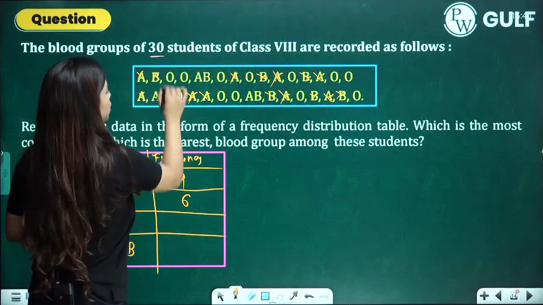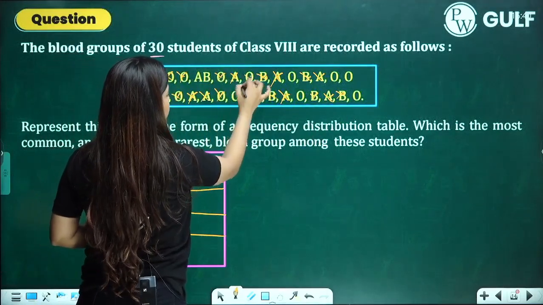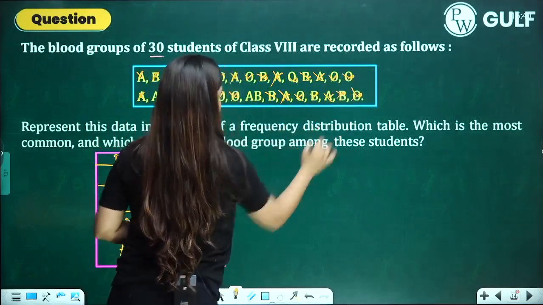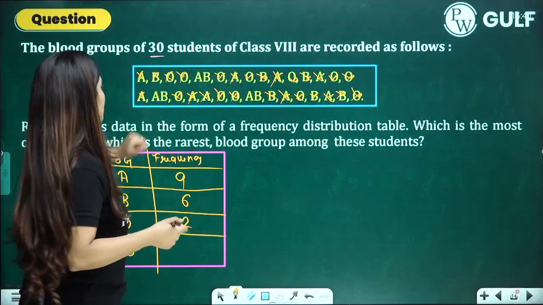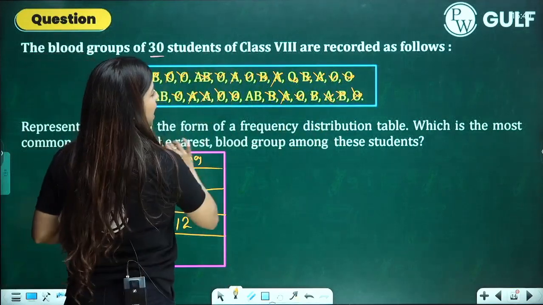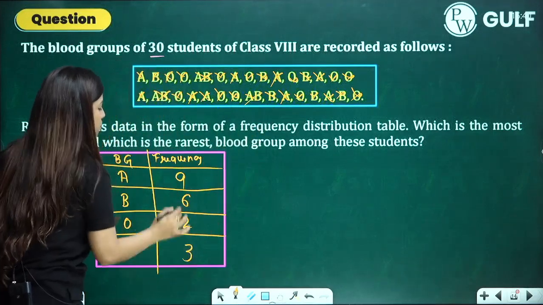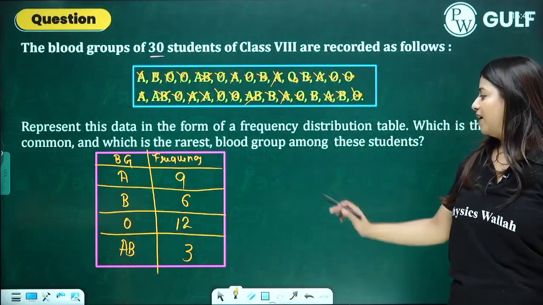Then we talk about O. So 1, 2, 3, 4, 5, 6, 7, 8, 9, 10, 11, 12. So 12 people have O blood group. Now we are left with AB1, AB2 and AB3. So 3 of them have what blood group? 3 of them have AB blood group.